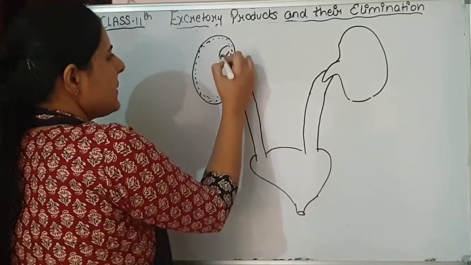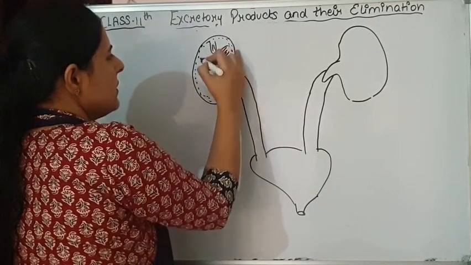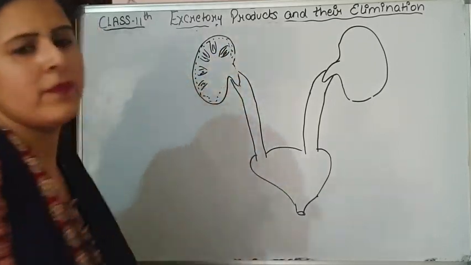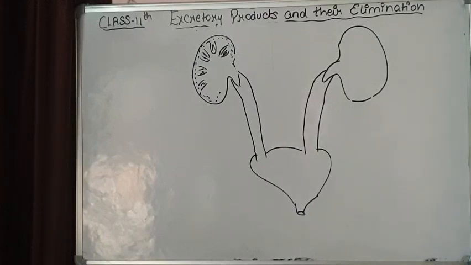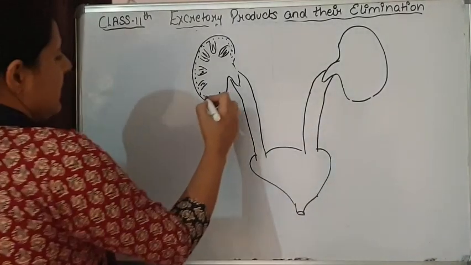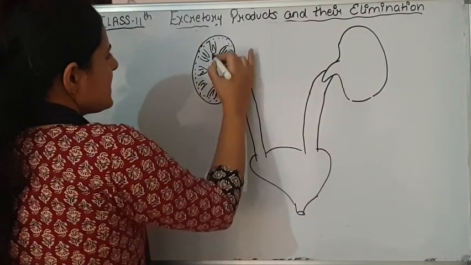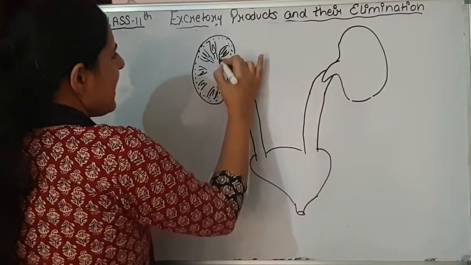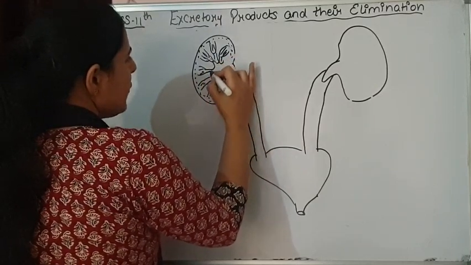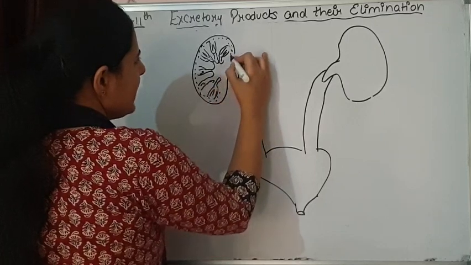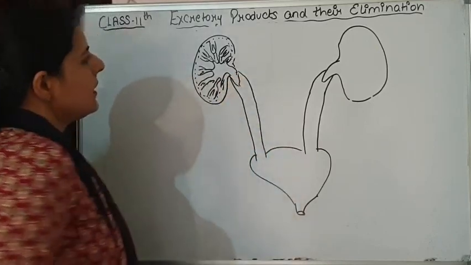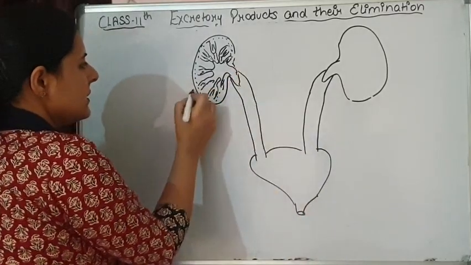Medullary pyramids are present over here. The medullary pyramids are present, and from here minor calyces are arising. They are going to combine to form the major calyces, and finally the urine that is formed is coming out into this renal pelvis. And from here, these are the kidney.